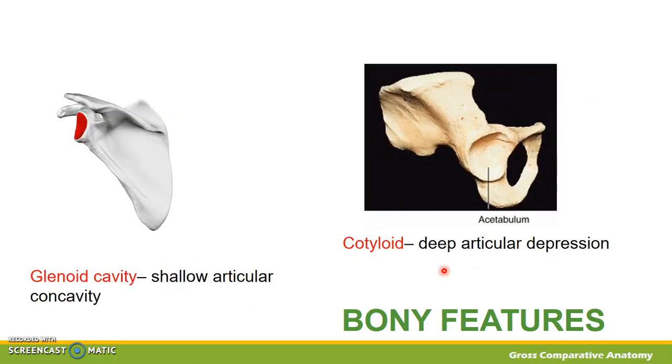For the depression, let us first differentiate a glenoid cavity from that of a cotyloid. When we say a glenoid cavity, it's a shallow articular concavity. So a good example is the glenoid cavity of the scapula here. While if it is a deeper articular depression, we term that as cotyloid. This is the acetabulum of the pelvic bone. So you know the difference between the two.